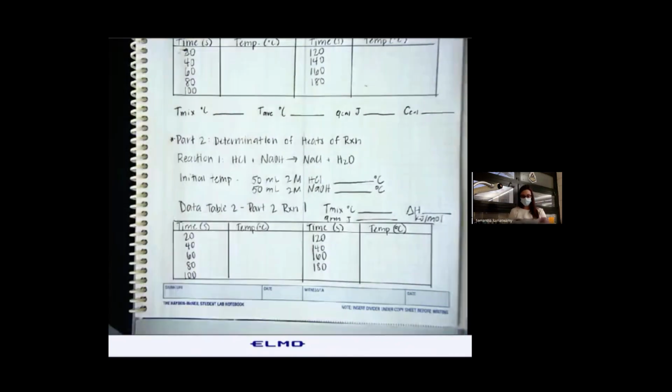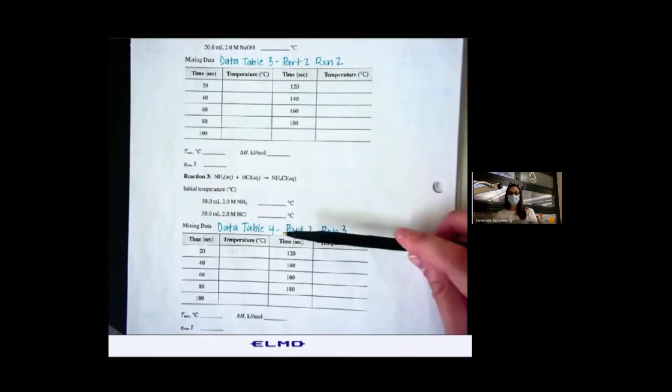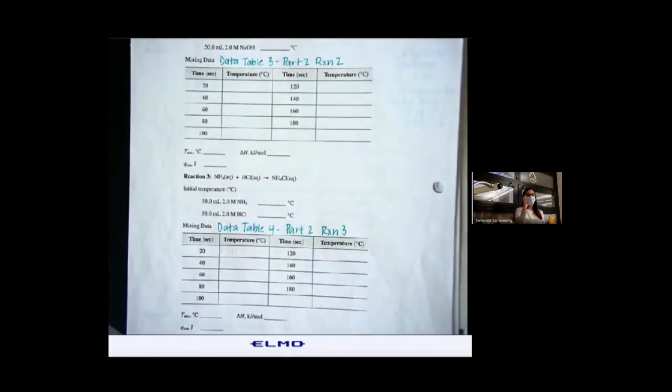And so then, again, you'll have data table 3 with your title, data table 4 with your title, and then that will get drawn in your data and observations as well.